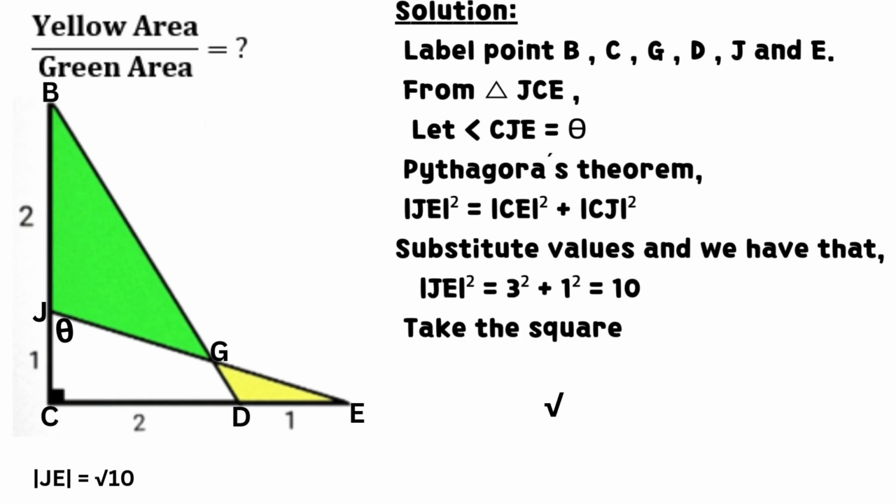By Pythagoras' theorem, the square of line JE equals the sum of the square of line CE and the square of line CJ. Substitute values and we have that the square of line JE equals 10, as shown on the screen. Take the square root of the equation. It implies that line JE equals the square root of 10.